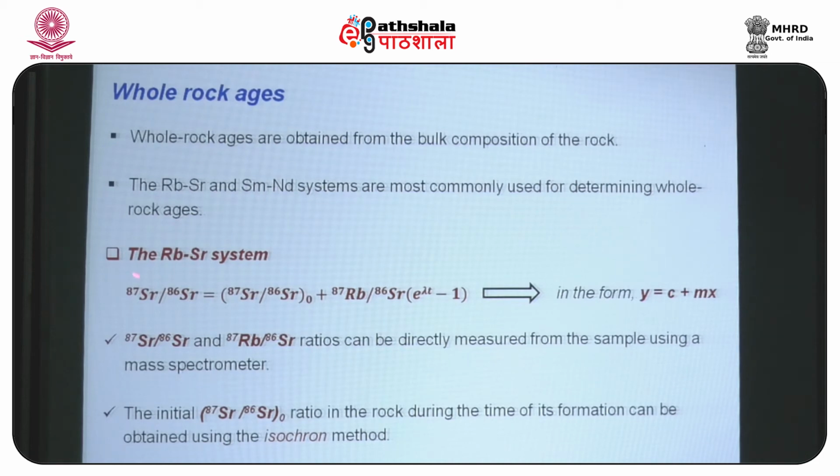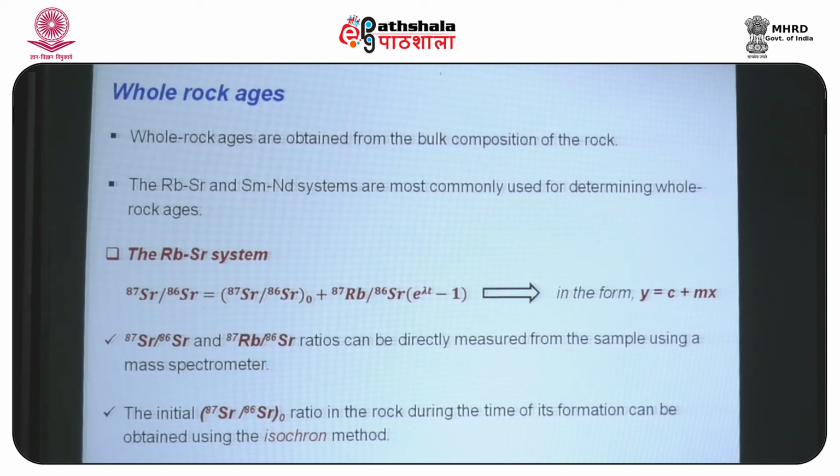I will just briefly start with the rubidium strontium system. As we have discussed in the previous lecture, we derived this equation that 87 strontium by 86 strontium equals 87 strontium by 86 strontium initial plus 87 rubidium by 86 strontium into e to the power lambda t minus 1, and this equation is in the form of a straight line, in the form of y equals c plus mx.